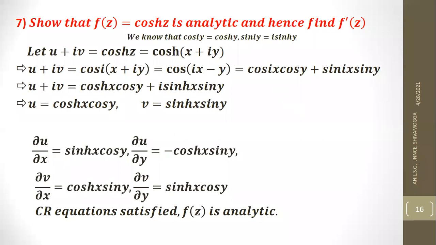Show that f of z is equal to cos hyperbolic z is analytic and hence find its derivative f dash z. This is an important problem. Show that f of z is equal to cos hyperbolic z is analytic. This is the first part of the problem, and in the second part we find its derivative f dash of z.